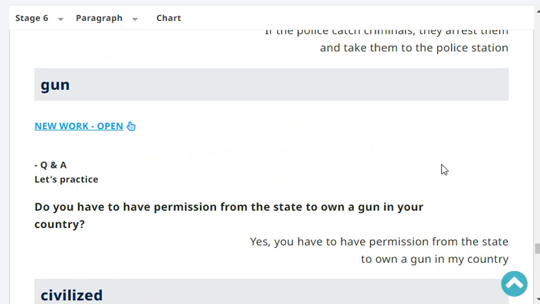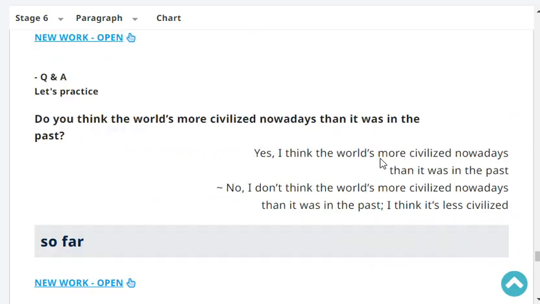Yes, you have to have permission from the state to own a gun in my country. Very good. Do you think the world's more civilized nowadays than it was in the past?